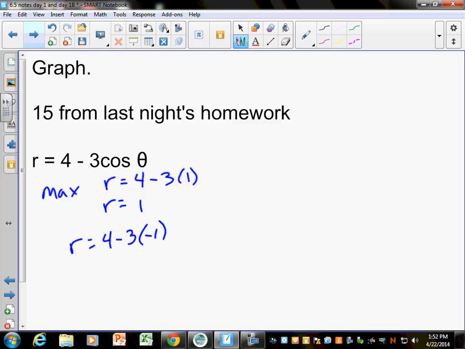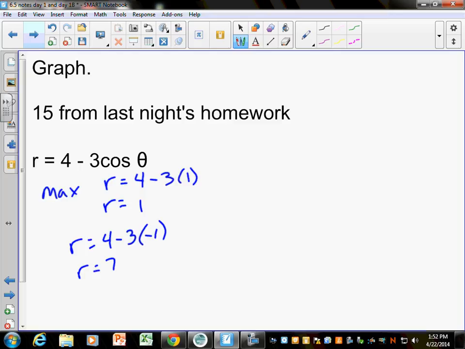I get a bigger number, because those negatives become positives, and I actually get r equals 7. So that actually happens to be our minimum, because it's switched around on that. You with me on that? It's our max, like taking a cosine, but it's our minimum on the graph. So, which would you like me to call it?